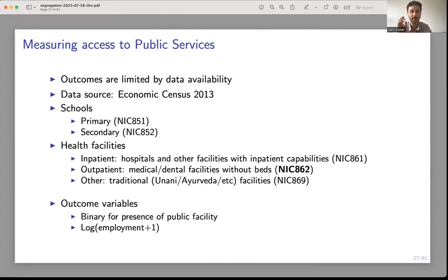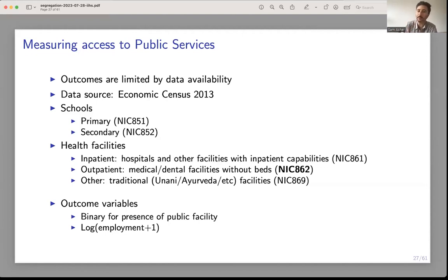Okay, as I said, we're going to measure access to public services by seeing in the Economic Census where government facilities are. In the case of schools, we have two industrial classifications: primary schools, which are NIC 851, and secondary schools, which are NIC 852. We're going to be able to see the differences in where primary schools are located and where secondary schools are located. For health facilities, it's a little more unclear, the lines between inpatient, outpatient, and other facilities.